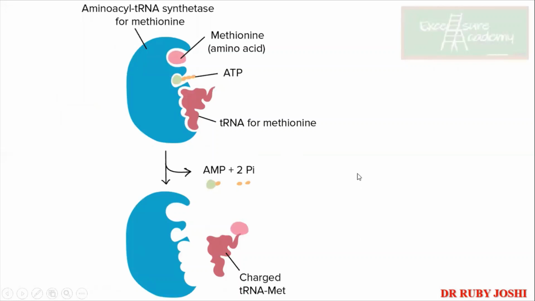This is the same figure which we have discussed earlier. Here you can see the amino acid, ATP and the tRNA, for example in this case methionine, which has a binding site at the aminoacyl-tRNA synthetase. Then first your methionine, the amino acid, gets adenylated with the help of ATP, releasing 2 Pi. And then once this adenylated amino acid gets charged onto the tRNA, it releases AMP. So at the end, what we get is the charged tRNA with the respective or cognate amino acid.